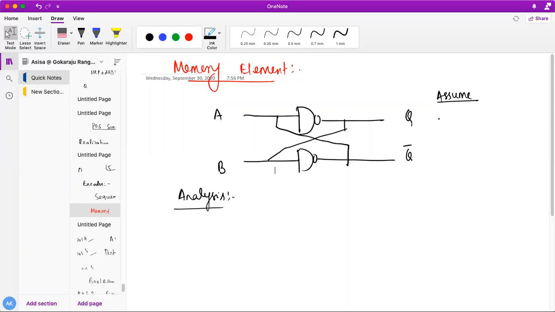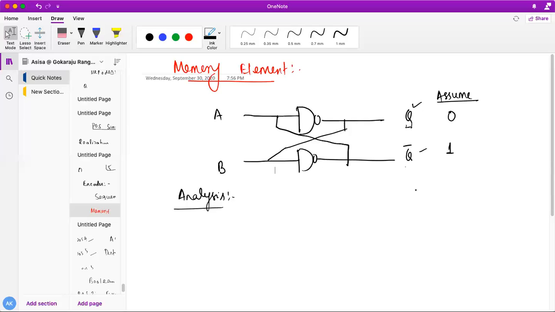In sequential logic design, a memory element always contains two outputs. These two outputs are always complements of each other. If one is Q, the other is Q bar. The output of the memory element is generally represented with a variable Q, and the opposite of Q is Q bar. So initially there is always a certain assumption. Let's say Q is 0 and Q bar is 1.